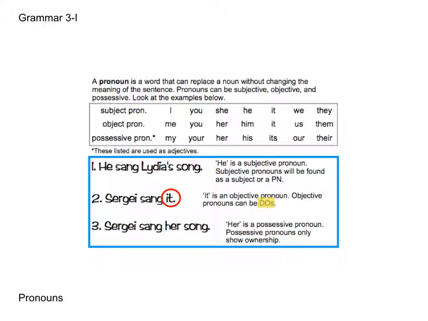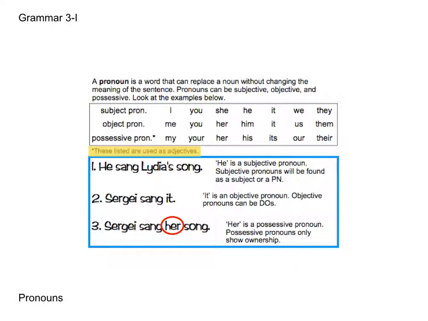So then the last one is, Sergey sang her song. Her is a possessive pronoun. Possessive pronouns only show ownership. Therefore, these pronouns are functioning as adjectives. This should sound familiar from the previous booklet where we were diagramming with possessive nouns and possessive pronouns. So here we're just looking at it in a sentence.